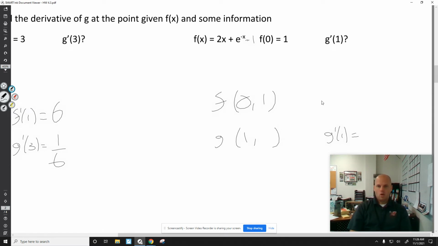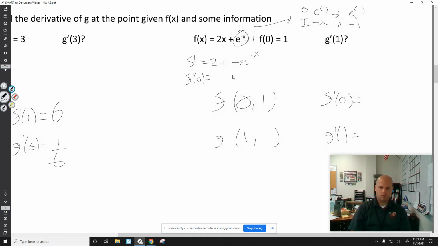Okay. To find g prime of 1, I need f prime of 0. So I need to find the derivative. E to the negative x is an O and an I. The derivative of e to the power is e to the power. Derivative of negative x is -1. So that's negative e to the negative x because I'm multiplying these together. That's the derivative. Plug in 0. F prime of 0 will correspond with g prime of 1.